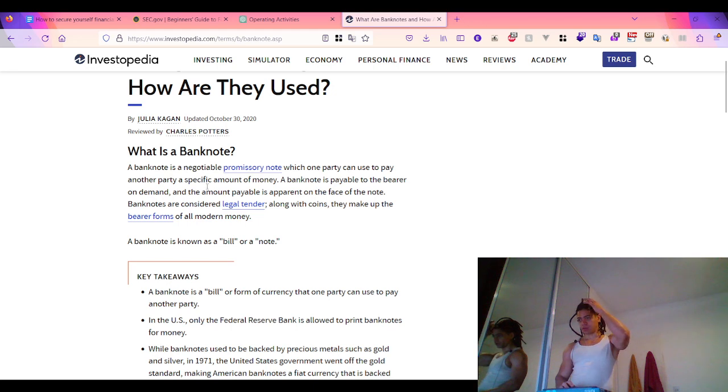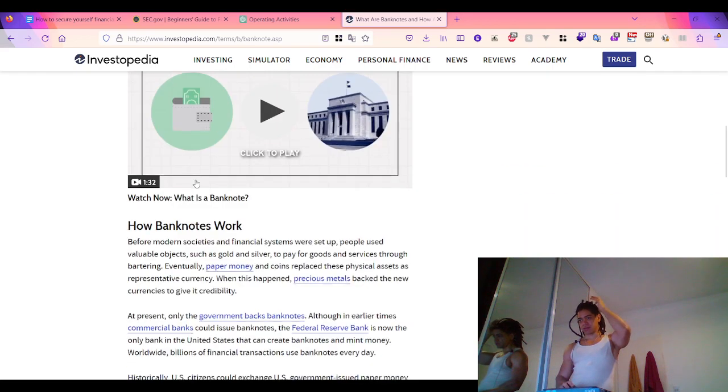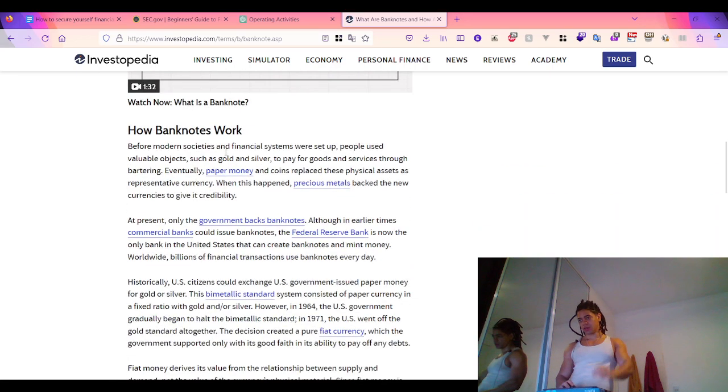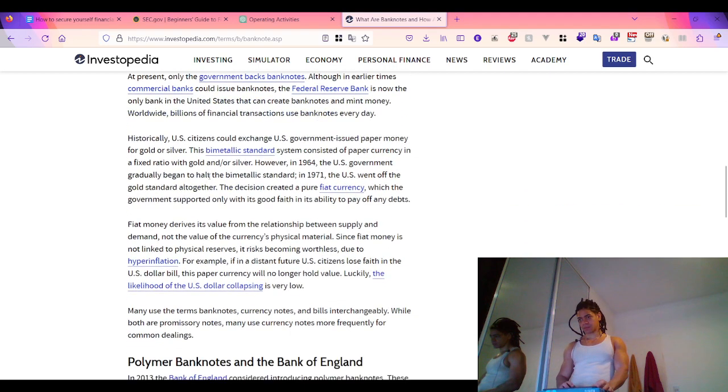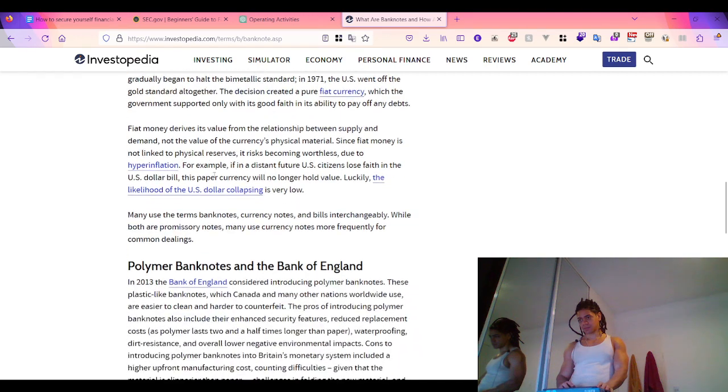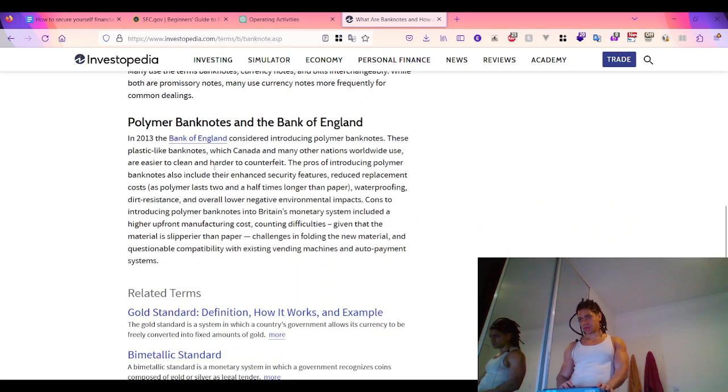Legal tender along with coins, they make up the bare form of all modern money. So these are bank notes. Polymer banknotes. Plastic-like banknotes, which Canada and many other nations worldwide use, are easy to clean and harder to counterfeit.